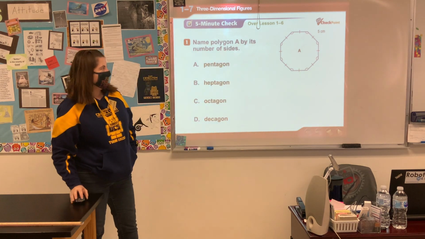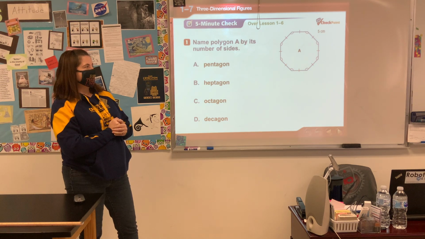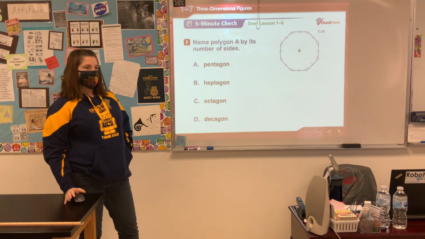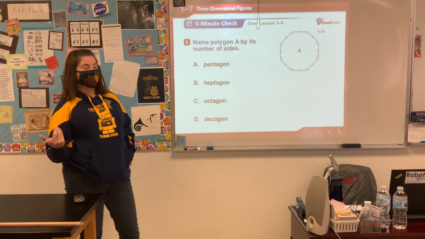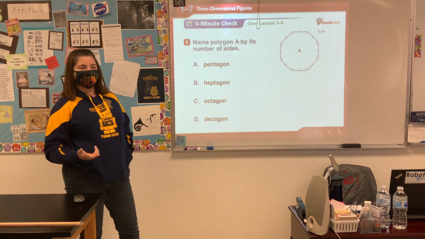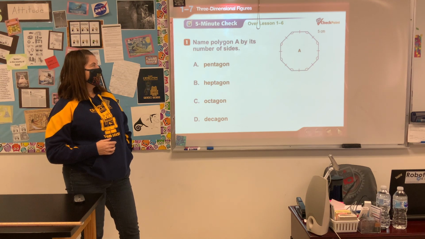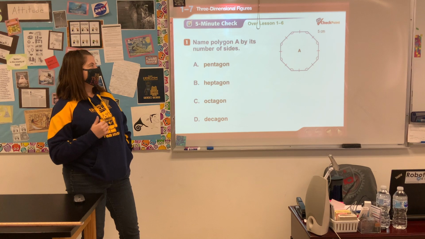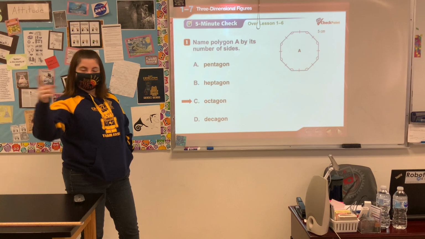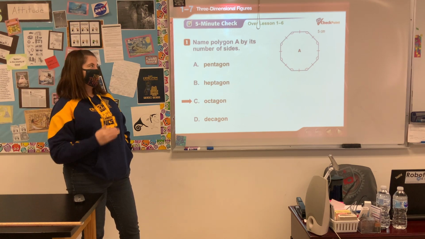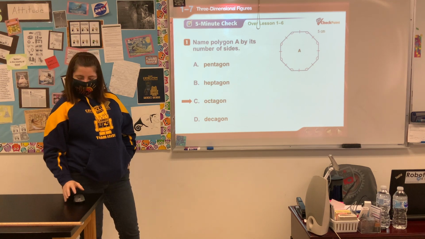We have 8 sides. What can you tell me about those sides? They're congruent. How about the angles? The angles themselves are congruent, but you could say that they're also obtuse, yes. Is this a regular or irregular polygon? Regular. So we know it's regular, and we know that it is an octagon. And yes, it is convex. If I extend all those line segments, I'm not going to find any of them extending into the interior.